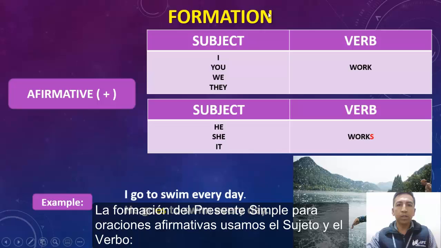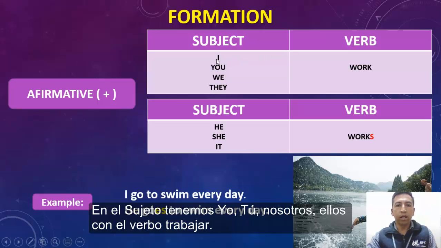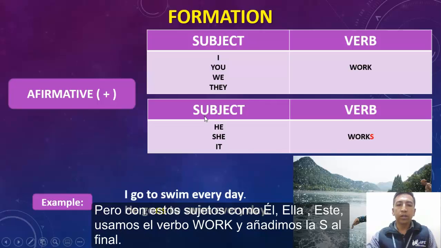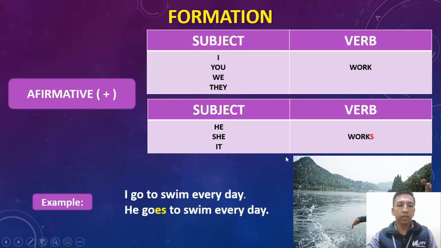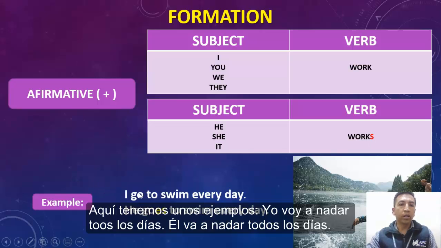The formation of simple present tense. For affirmative sentences, we use the subject and the verb. With the subjects I, you, we, they, we use the verb work. But with the subjects he, she, and it, we use works. As you can see, we add s at the end of the verb. Here we have some examples: I go to swim every day. He goes to swim every day.